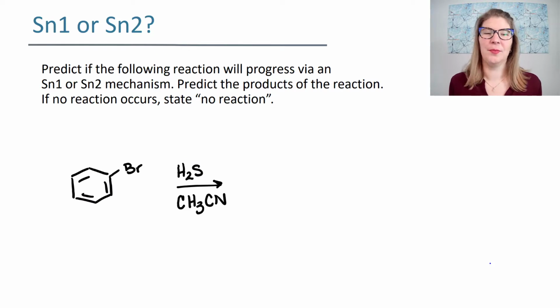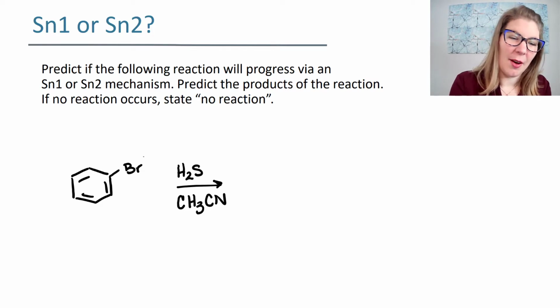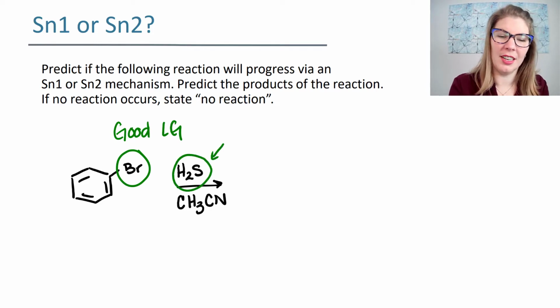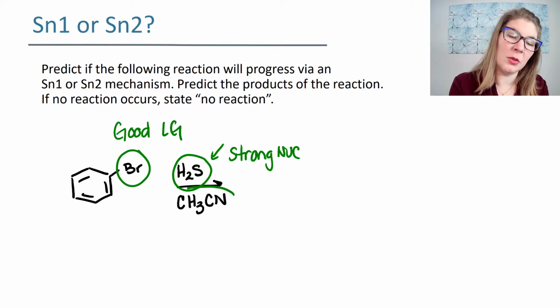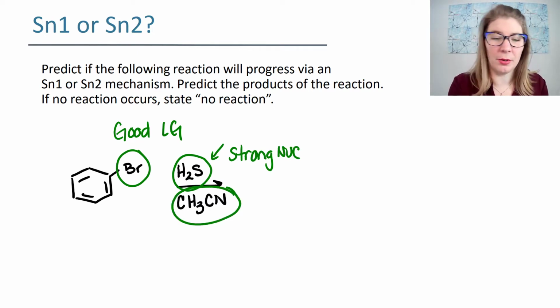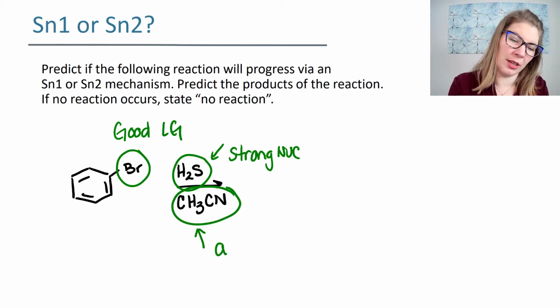All right, final one. Here, I want to go through and do the same thing and look at our substrates, then look at our nucleophiles and so on. We've got bromine, which is a good leaving group. H2S is a strong nucleophile. This one is your solvent. This is acetonitrile. This is an aprotic solvent.